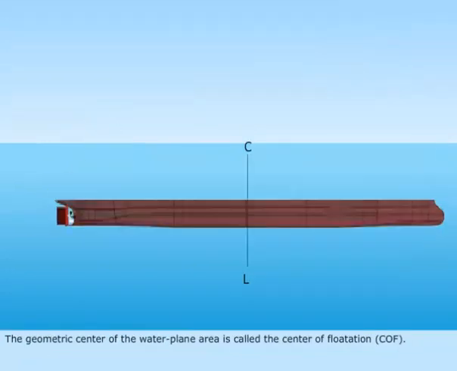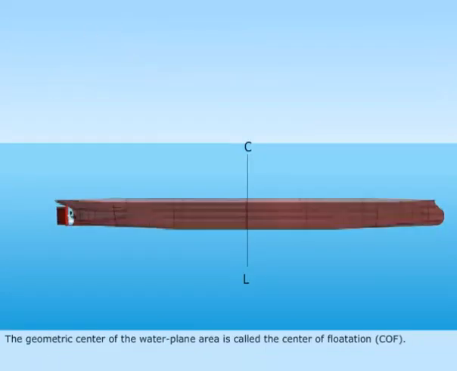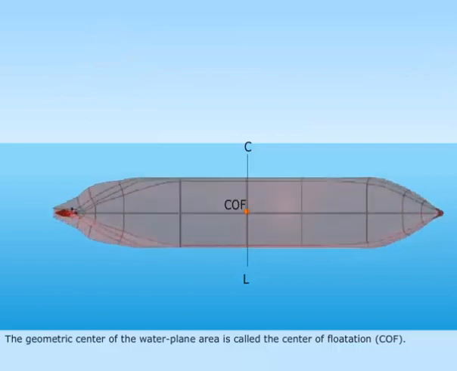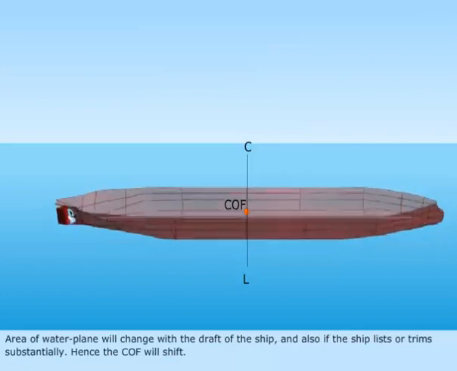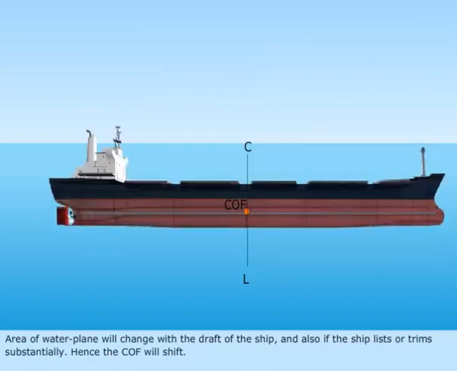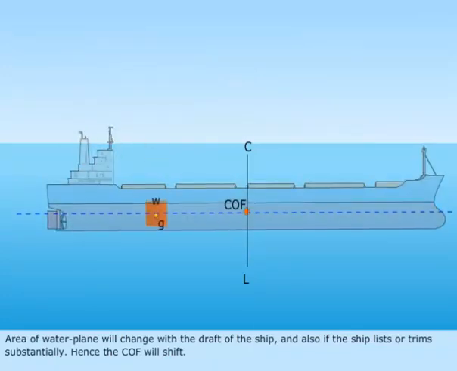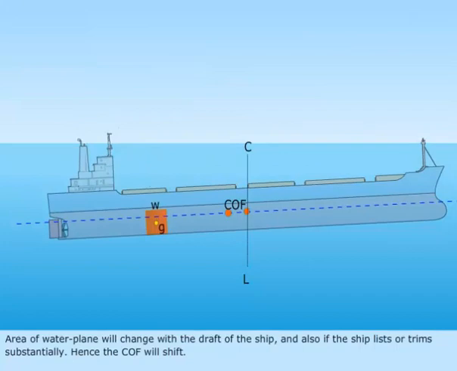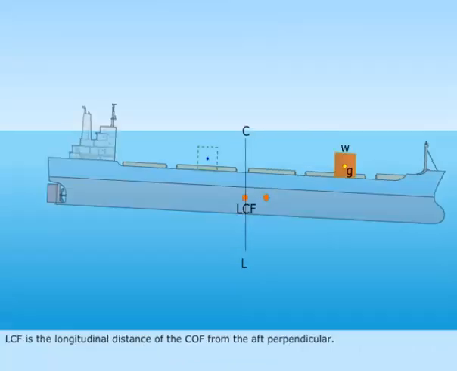The geometric center of the waterplane area is called the center of flotation. Area of waterplane will change with the draft of the ship, and also if the ship lists or trims substantially. Hence, the center of flotation will shift. LCF is the longitudinal distance of the COF from the aft perpendicular.